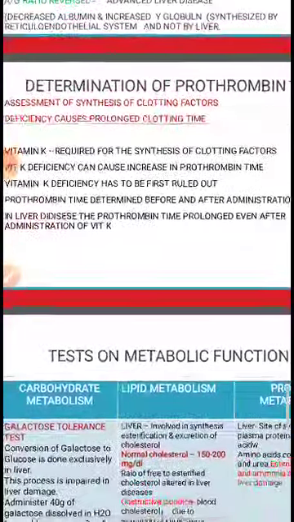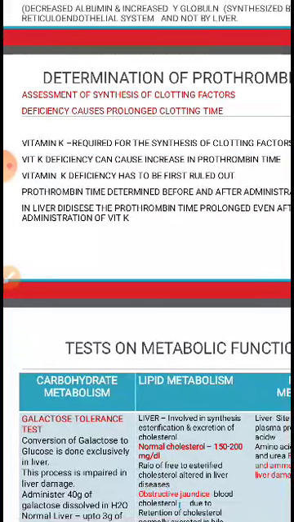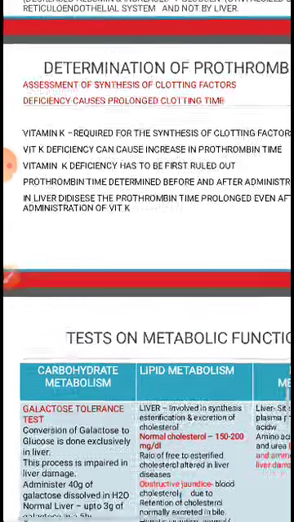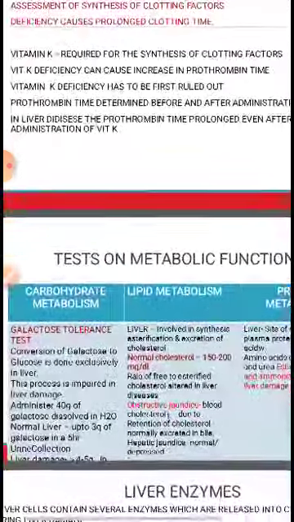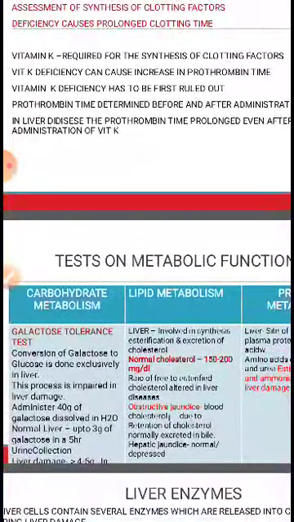Next, we use the prothrombin time for assessment of the synthesis of clotting factors. If there is a dysfunction of the liver, then you find that there is a prolonged clotting time. Now, as you know, vitamin K is also required for the synthesis of clotting factors, and vitamin K deficiency can cause an increase in the prothrombin time.